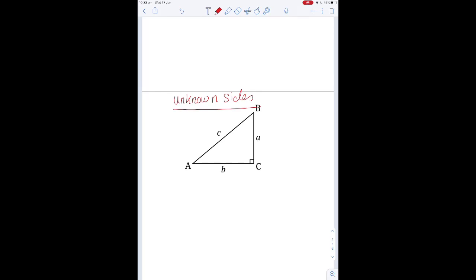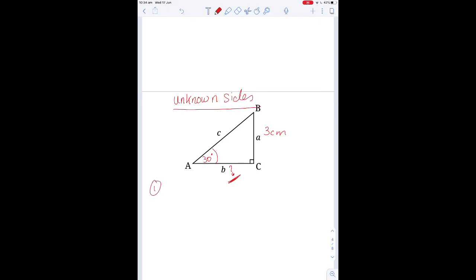Okay, let's find unknown sides in this. Let's say they're giving us this to be 3 centimeters, and we don't know what B is, but they've given us this angle to be 30 degrees. That's all the information I have. I have 30, I have 3, and I have this to be unknown.